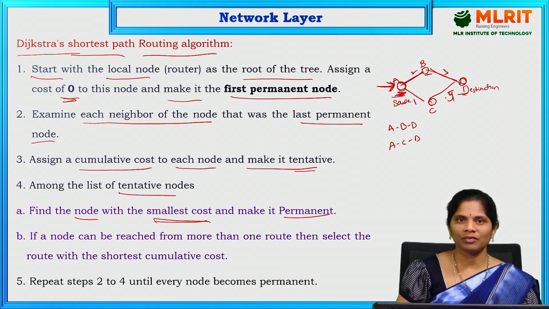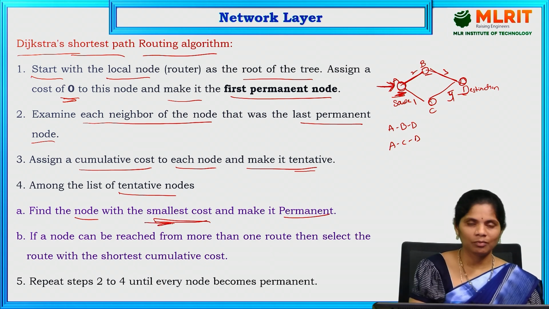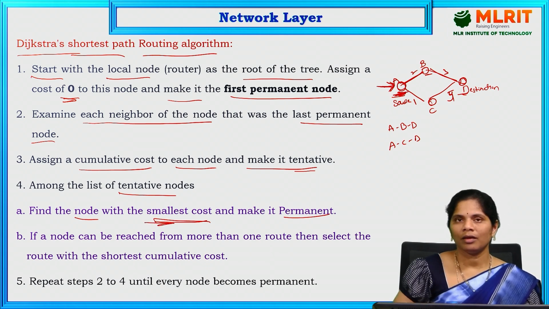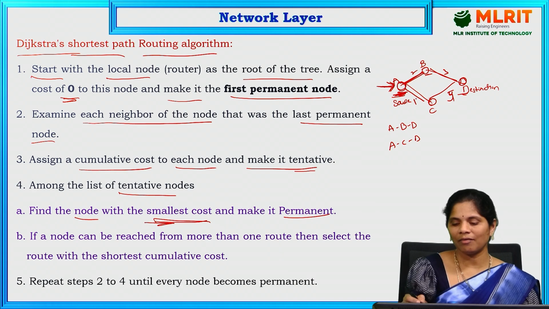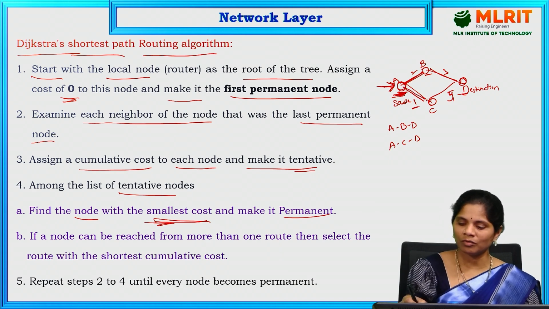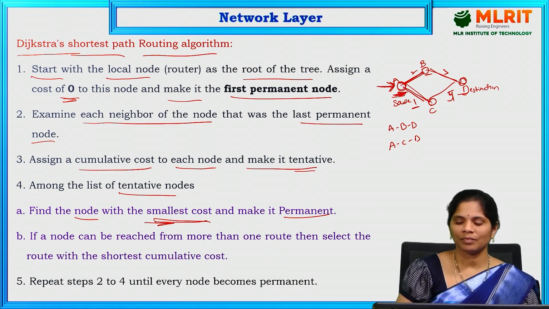So here, first, what do we have to do? We have to select the smallest cost. From A, the neighboring nodes are B and C. From B and C, which one has the least cost? That is 1 only. From A to C, we have to select first. So here we select it, and that is the permanent node. Then we can mark it like this.